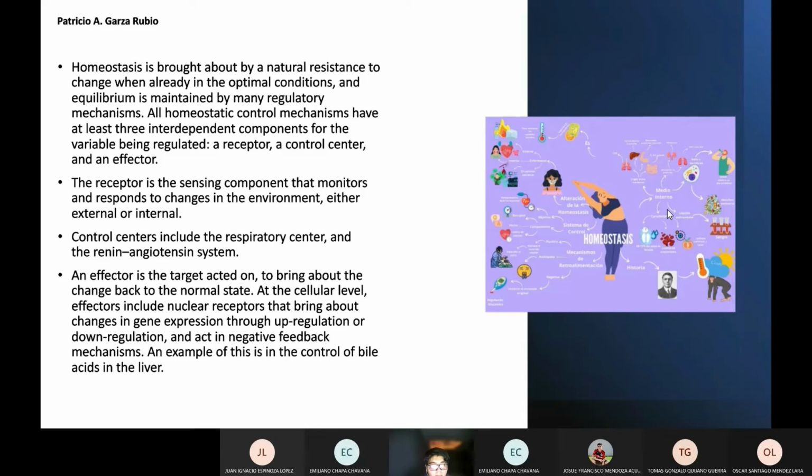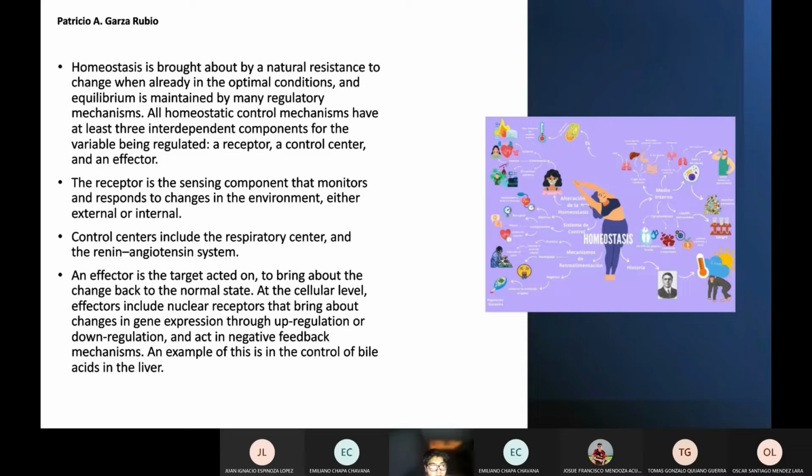Homeostasis is brought about by the natural resistance to change when already in the optimal conditions, and equilibrium is maintained by many regulatory mechanisms. All homeostatic control mechanisms have at least three independent components for the variable being regulated: a receptor, a control center, and an effector.